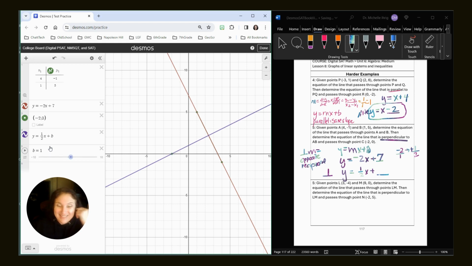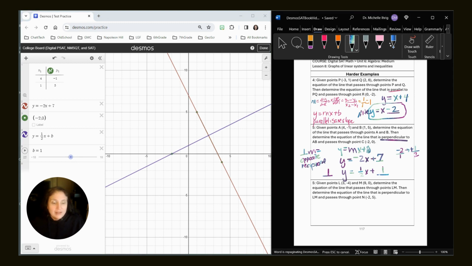Oh my gosh. Well, look at that. We know the slope is correct. And in this case, 1 is the correct answer because look, it already passes through the point. Any other value isn't correct. So we know that 1 is the correct answer.